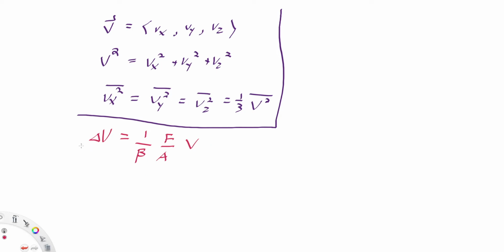This is exactly our bulk modulus definition from chapter 6, just rearranged a little bit. We're used to seeing it like this: delta V over V times beta equals pressure, where pressure is F over A. We multiply it off the V, and we divide it off the beta.